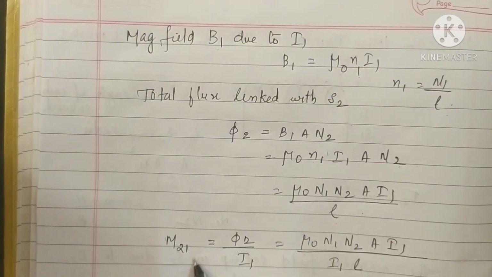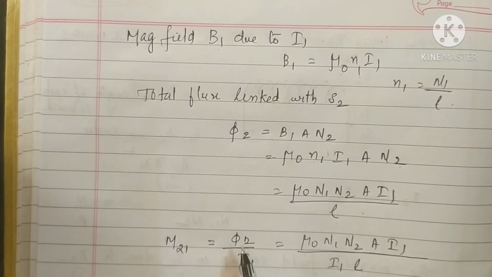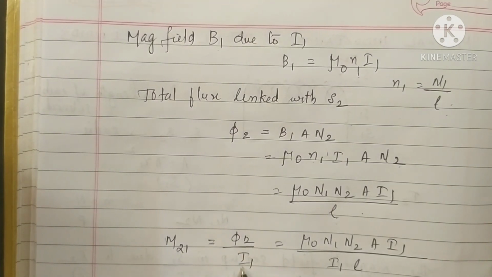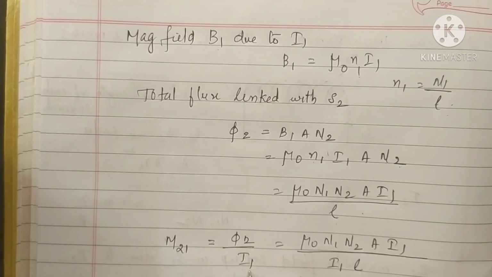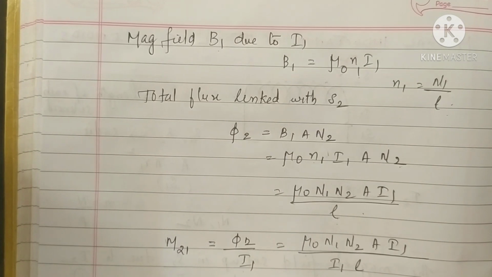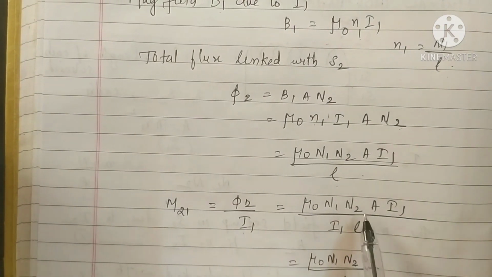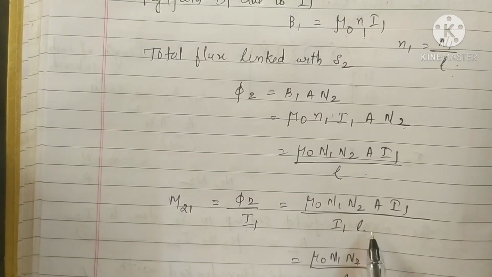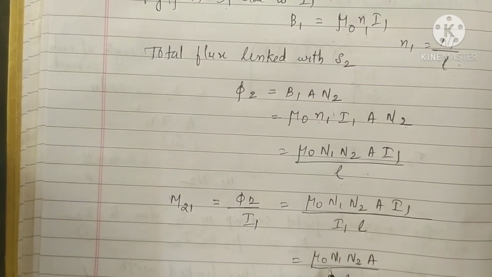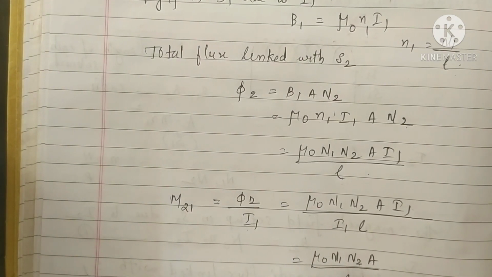Now you want to find the mutual inductance of coil number 2 with respect to coil number 1. So phi 2 by I1, because you know the flux change in coil number 2 is because of the current passing through the primary coil. That is mu naught N1 N2 A I1 by I1 L. I1 gets cancelled, so mu naught N1 N2 A by L.